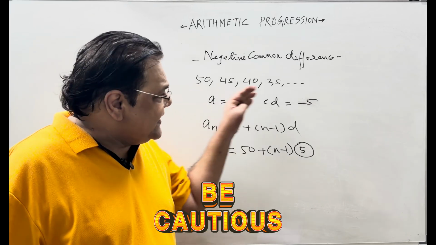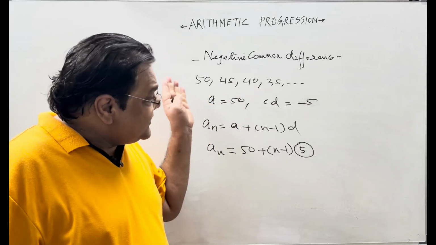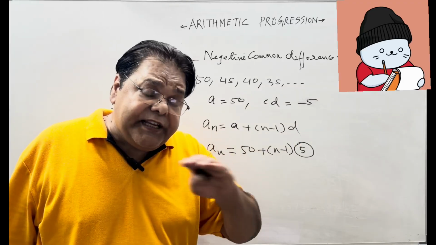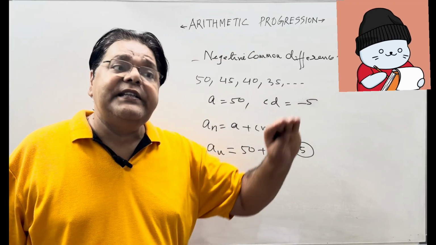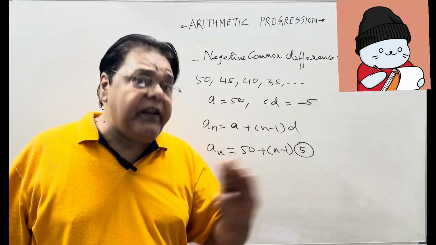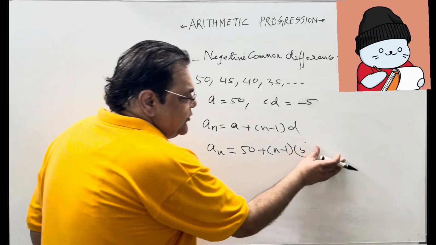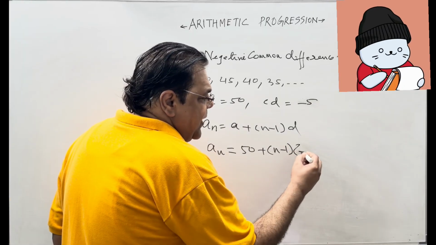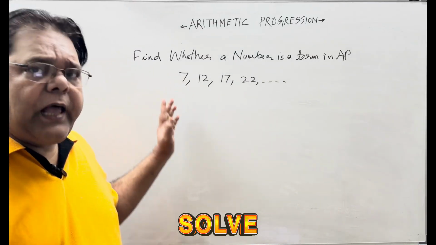But since it is decreasing, you have to take 45 minus 50. It is decreasing. When the AP is decreasing, the common difference is always negative. When it is increasing, the common difference is always positive. Please keep this in mind. This is very important. So here, not 5, you have to take minus 5. You can expect this question in the examination.